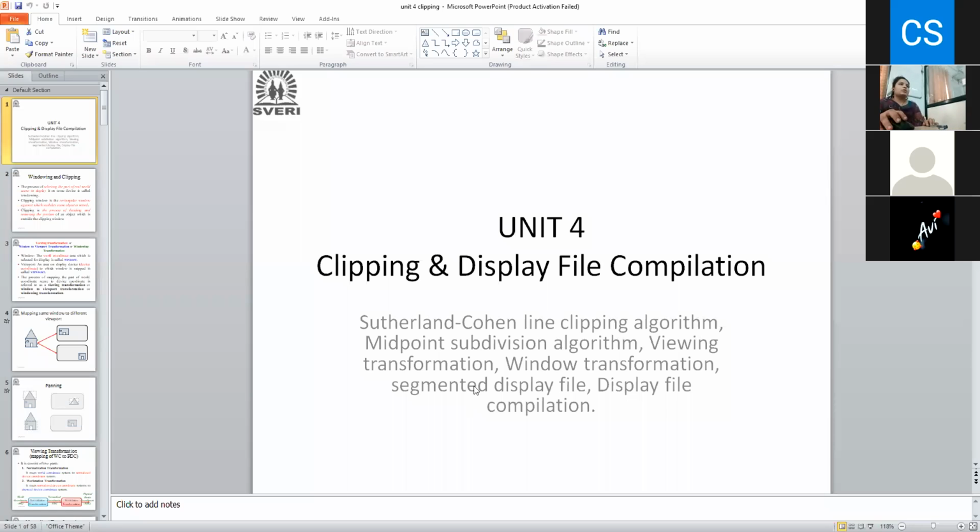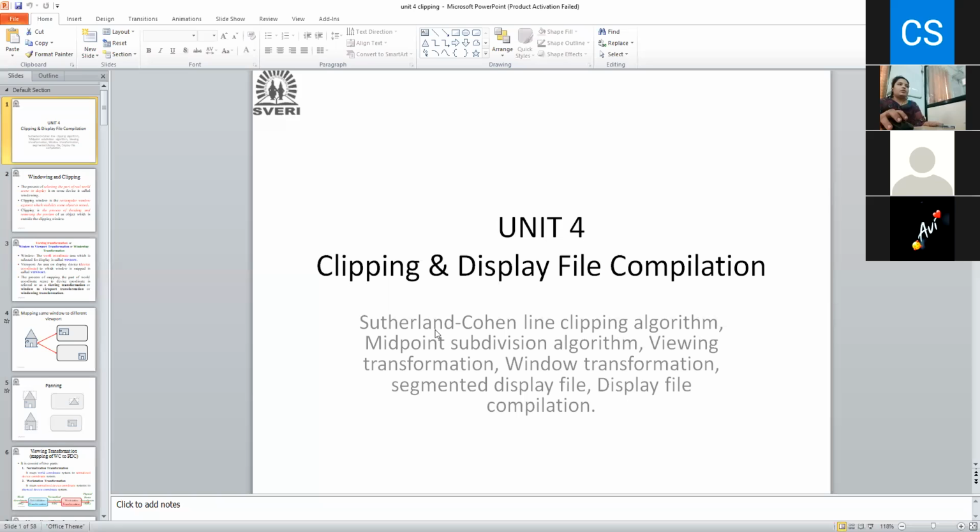Okay. So now let us start with the second section. First section is over. In that, unit number 4 is clipping and display file compilation. So in this chapter, we are going to learn what is the method clipping and the details about the display file compilation.